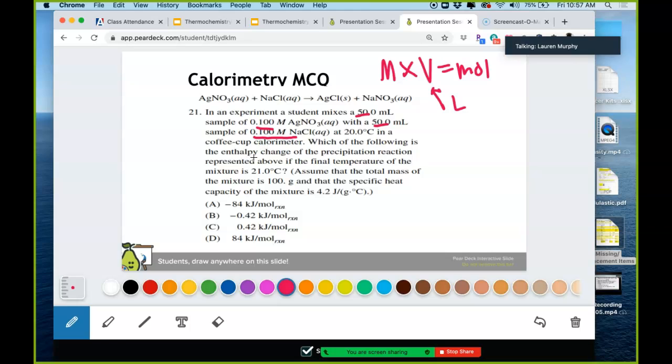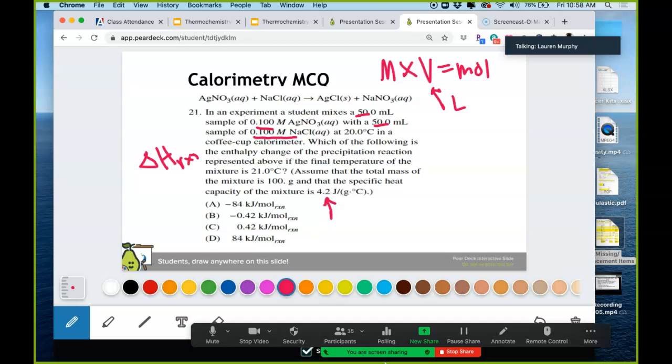Which of the following is the enthalpy change, delta H, of the reaction? So I could just write reaction. And I tell you the final temperature of the mixture is 21, and it was at 20. So you're going to assume that the total mass of the mixture is 100 grams. Well, why is that? Well, 50 plus 50 is 100. The density is probably 1 gram per milliliter. And the specific heat is 4.2. They give you this abbreviated number because you're technically not supposed to be using a calculator on these. So it has to be math that can be done fairly easily without a calculator. So how do we set this up?